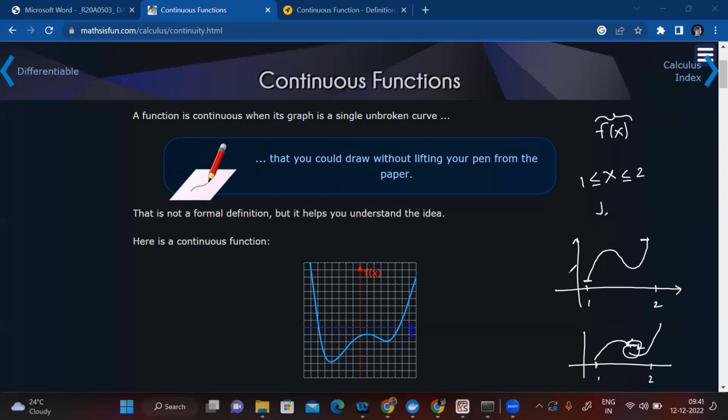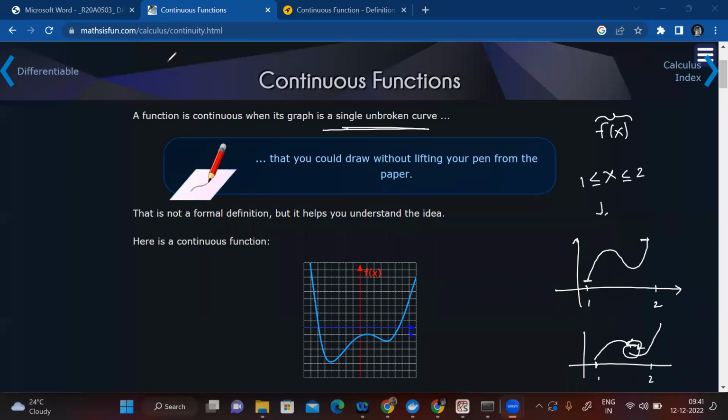For an example, this is not a mathematical definition. This is a simple way to explain what a continuous function is. A function is continuous when the graph is a single unbroken curve. This is not a formal definition. This is just a way to explain the idea. So this is a kind of continuous function.